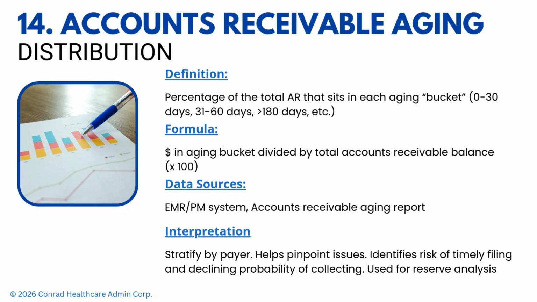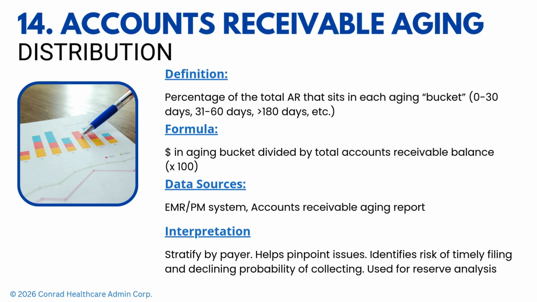Number 14, accounts receivable aging distribution. This is the percentage of the total accounts receivable balance that sits in each of the aging buckets. By that, I mean the 0 to 30 days old bucket, the 31 to 60 days old bucket, the greater than 180 days bucket, or maybe greater than 365 days, etc. And the formula for this is that we take the dollars that are sitting in each of these aging buckets divided by the total accounts receivable balance, and that gives you the percentage that sits in that particular bucket.